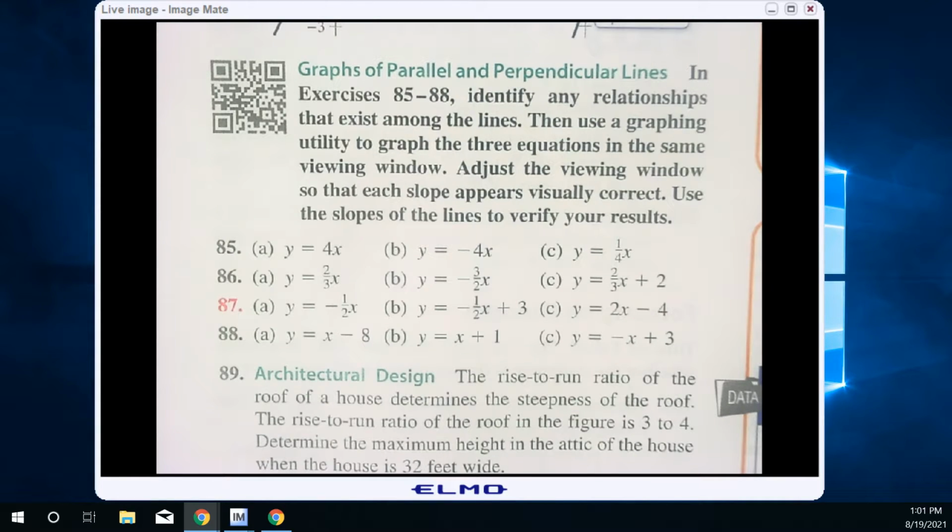Okay. What about throwing C into the mix? It's a positive 1/4. B and C are perpendicular. What about A and C? No. So B and C are perpendicular. None of them are parallel. So that's the only relationship that we can find, unless we start talking about the y-intercepts. Okay. Are you okay with that? Yes. All right.